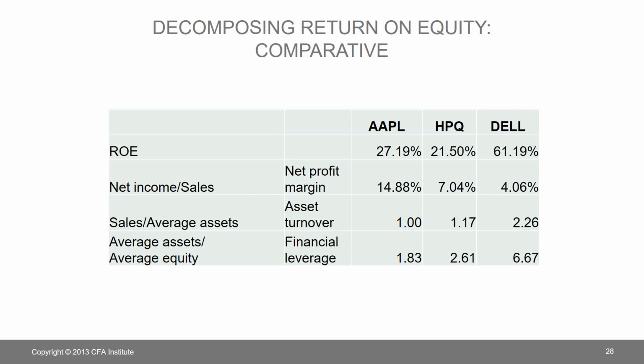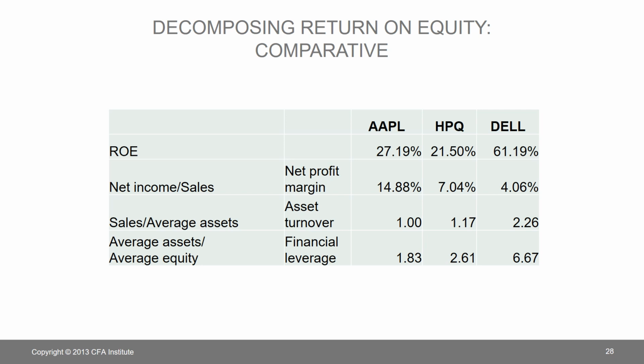This slide presents the return on equity decomposition for three actual companies using 2008 data: Apple, Hewlett Packard, which is HP, and Dell Company. So all three tech companies. What was the source of each firm's return on equity? As you can see from the data in front of you, for Dell, significantly higher financial leverage and asset turnover compensated for low net profit margin.